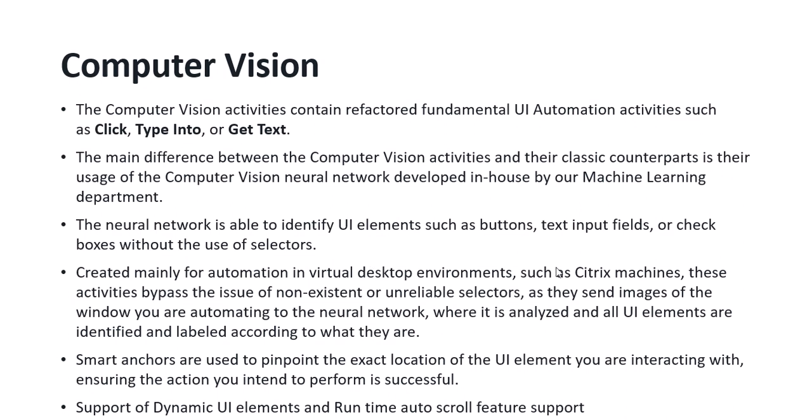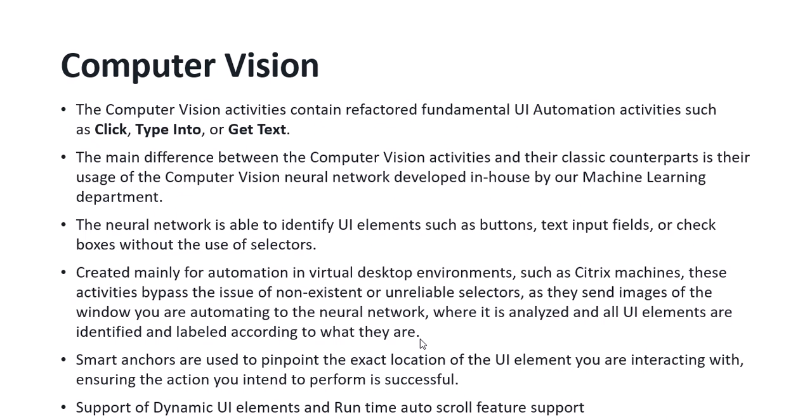It is able to identify all different types of elements of any application. So in any application, we find these buttons, text, right? All those can be identified using the neural network machine learning algorithm created mainly for automation in the virtual desktop environment, such as Citrix machines. These activities bypass the issue of non-existent or unreliable selectors, as they send images of the window you are automating to the neural network, where it is analyzed, and all UI elements are identified and labeled according to what they are.